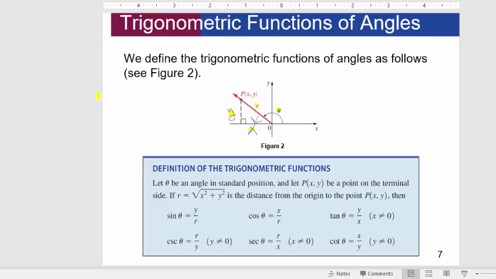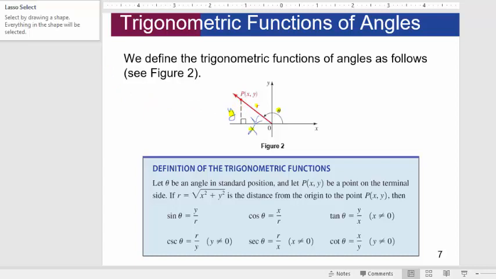The only difference here now is we can have some negative values. Like in this case, this angle is in the second quadrant, so x is to the left, so x is going to be a negative value, y is going to be a positive value. But it'll still work nicely, okay?